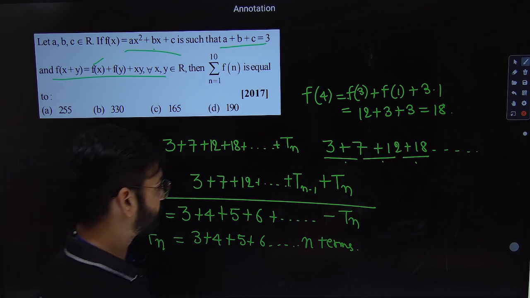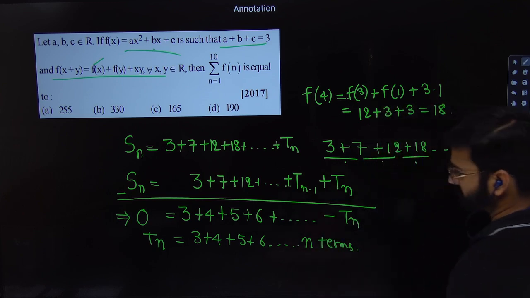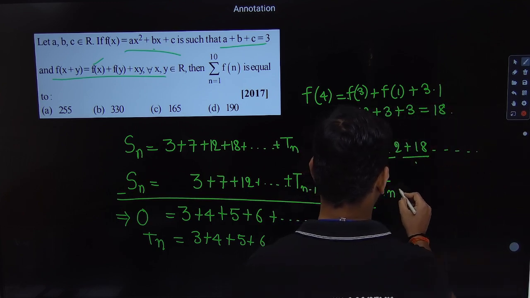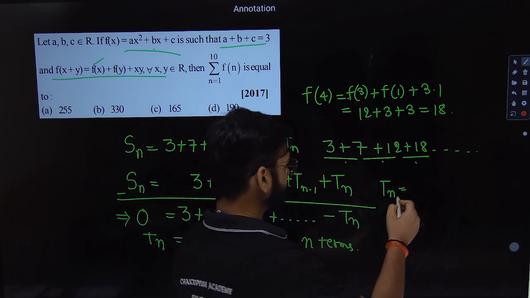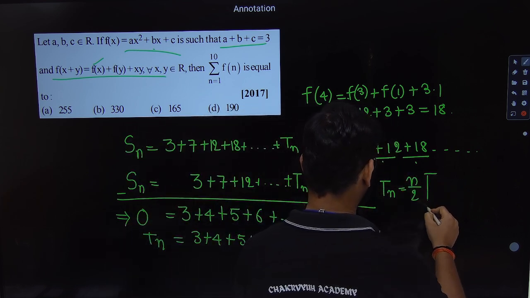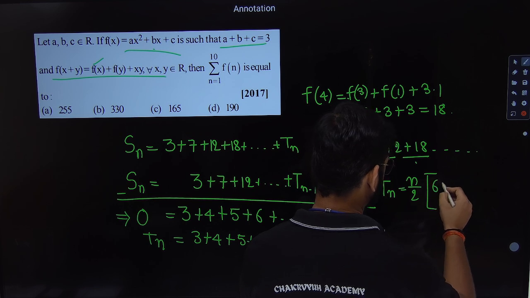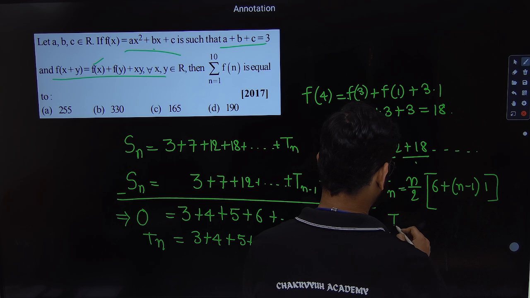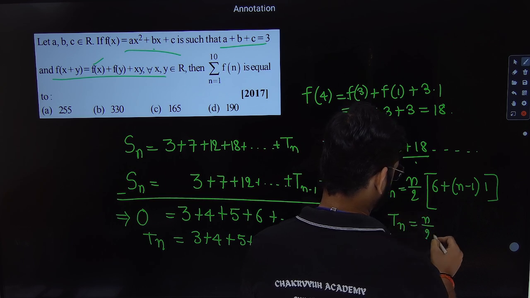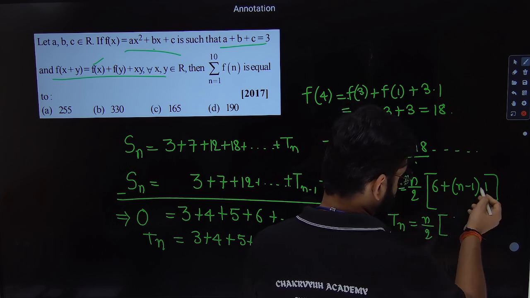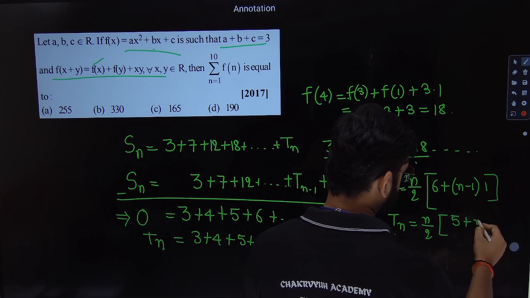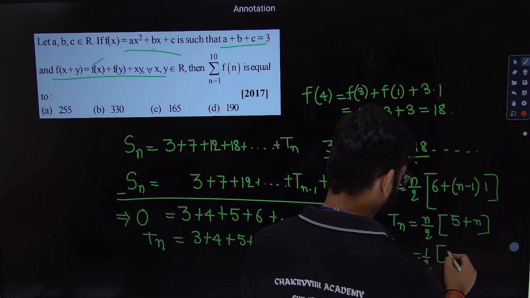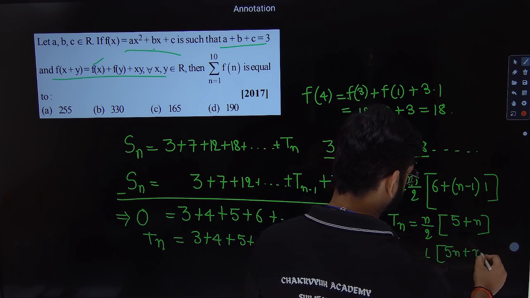So do the sum. When you do the sum, n by 2 into 2a. What is the first term? 3. 2a plus n minus 1 into d. What is the d? 1. So Tn equals n by 2 into 6 minus 1, 5, plus n. So Tn is equal to 1 by 2 times of 5n plus n square.